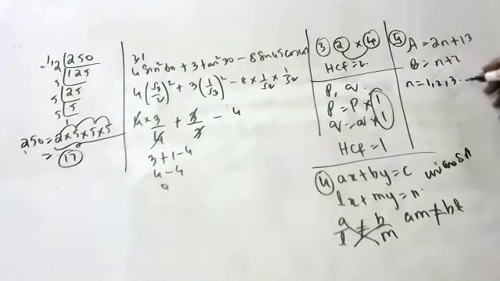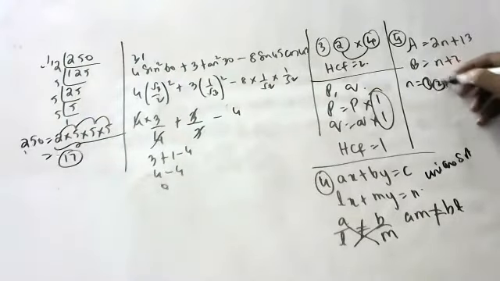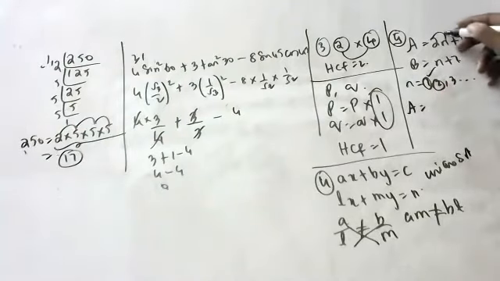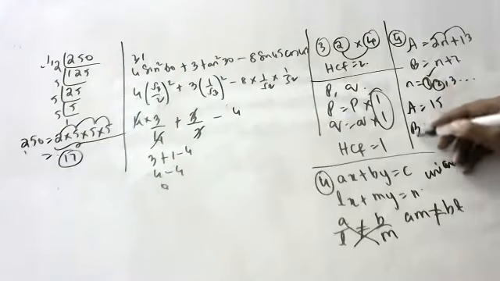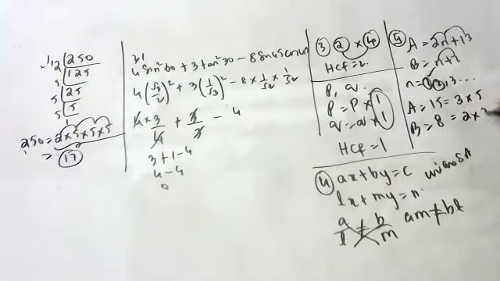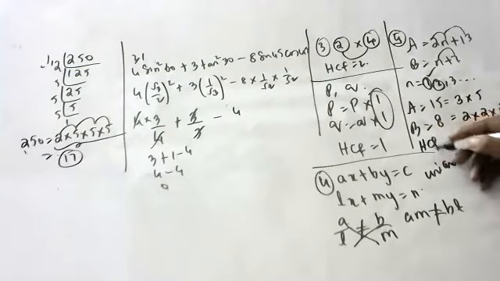Any one natural number you put and carry it out. Shall we put 1 or 2, children? Your wish. I will put 1. 2 ones are 2 plus 13, 15. N plus 7 is 8. What is the prime factorization? 3 into 5, and 2 into 2 into 2. What is common between them, children? Nothing. HCF is 1.